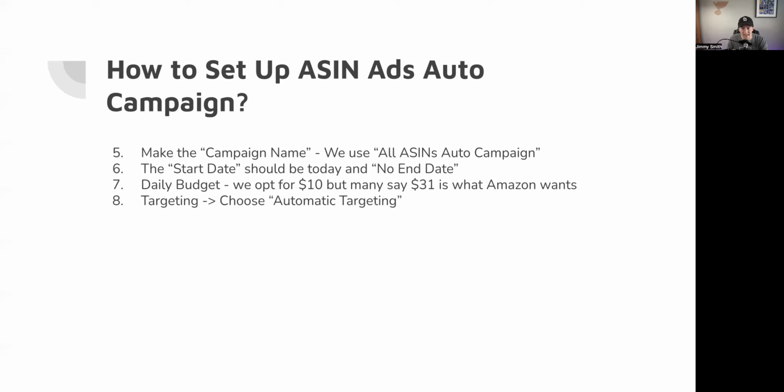The next thing is it's going to ask you for targeting, which is where we choose automatic targeting. We're not targeting specific keywords. We're literally just putting automatic ads out there based off the ASINs that we send in. And so Amazon kind of takes care of the rest.